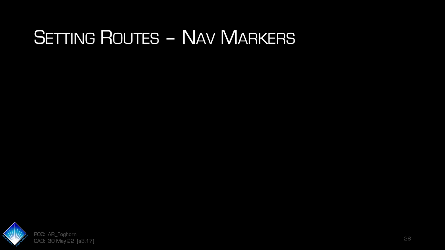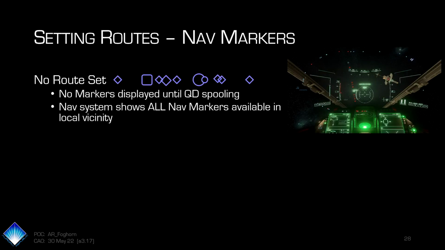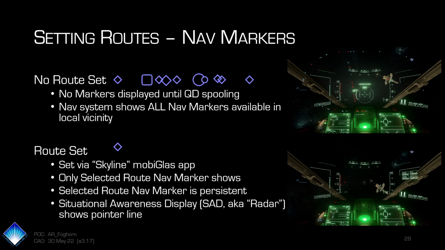There are two methods for choosing a destination for quantum travel. If a route has not been set in the nav system, spooling the quantum drive displays all nav markers in the local area at once. This can make for a very cluttered HUD and can also prove difficult to aim at the desired nav marker if another nav marker is occluding it. However, if short jumps around the local planetary system is all that is desired, this can actually be an expedient way of navigating.